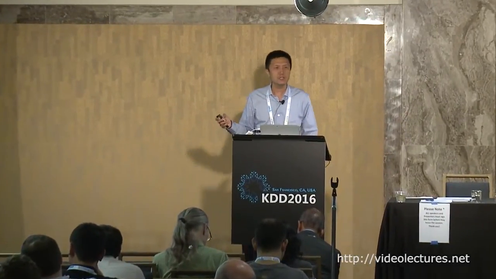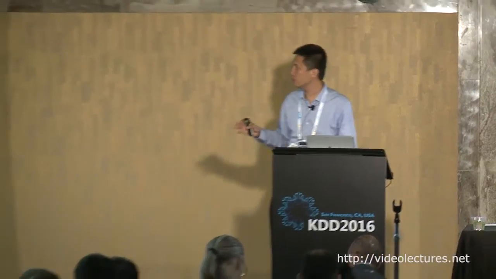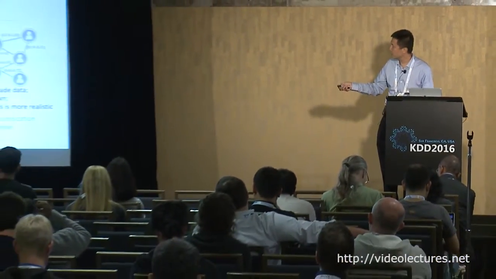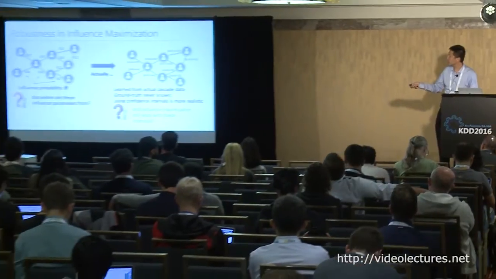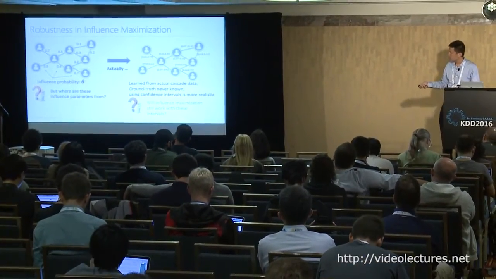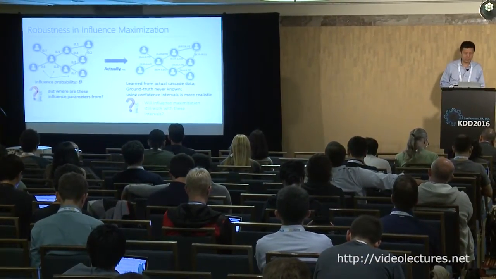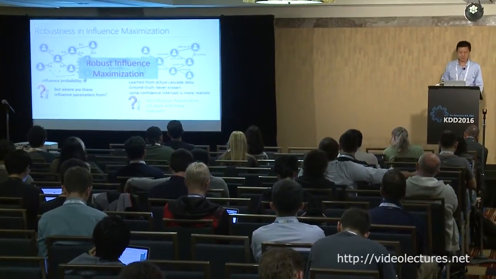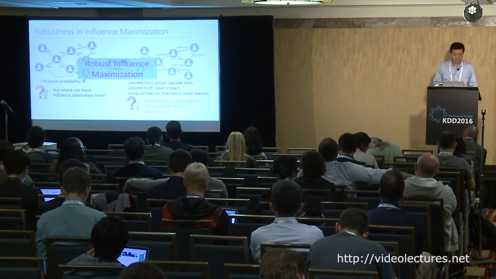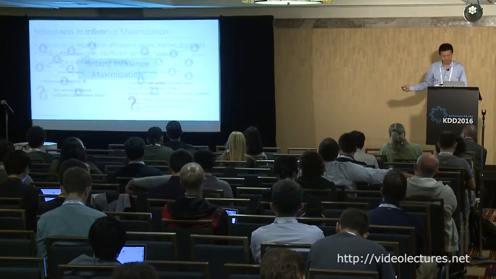So now the question we want to address is, suppose what you have is not the ground truth, which no one knows, but this kind of intervals. We can call it interval graph or interval space. What can we do about influence maximization? So this is a robust influence maximization I'm going to address here.